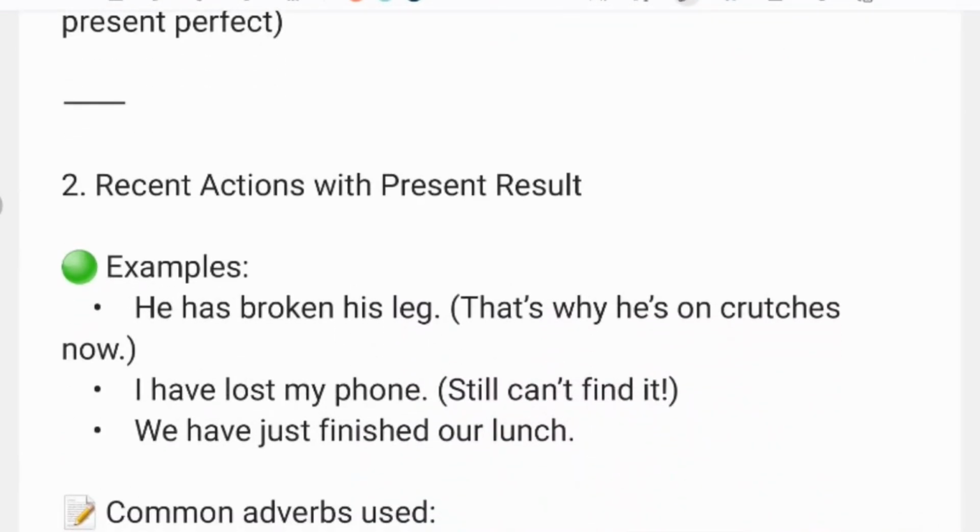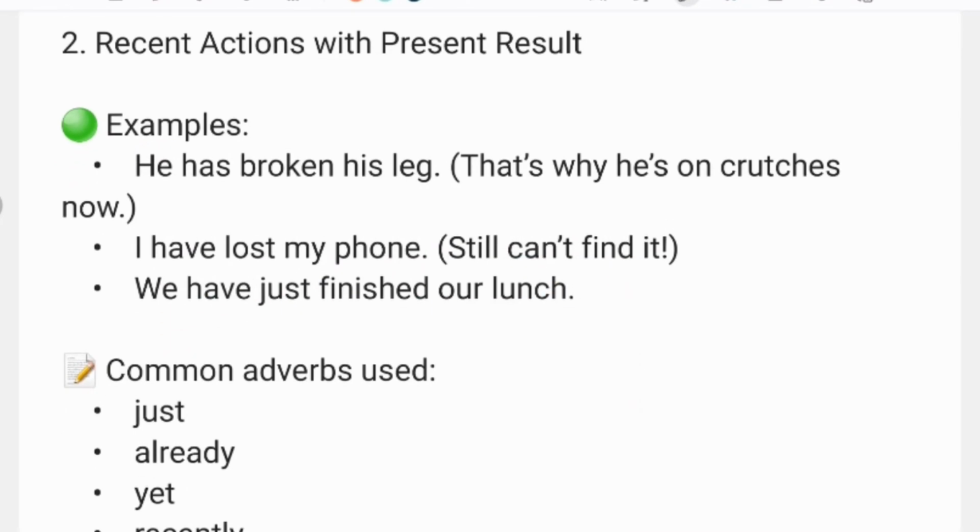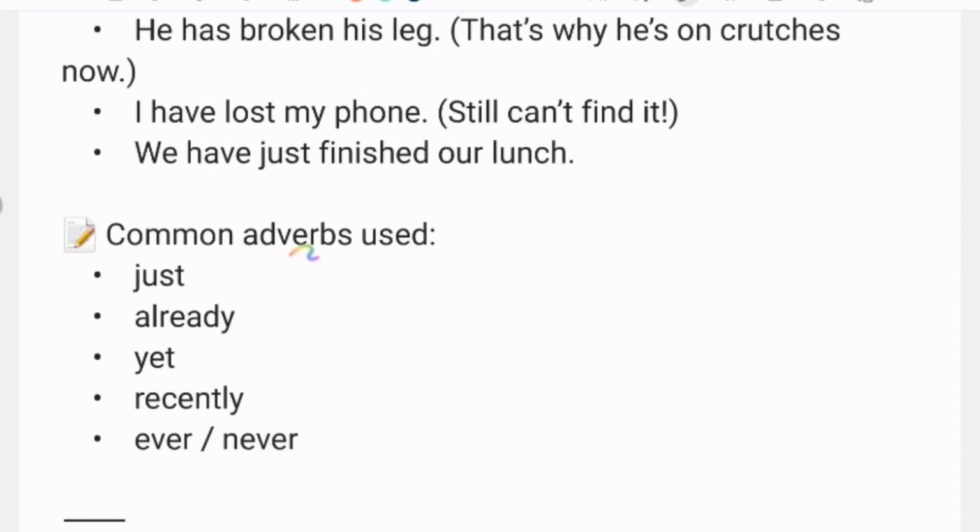Now the second most important thing is recent actions with present result. For example, he has broken his leg. That's why he's on crutches now. I have lost my phone. ठीक है, मेरा phone गुम चुका है. I have lost my phone. Still can't find it. We have just finished our lunch, right? कि हम अपना lunch finish कर चुके हैं. We have just finished our lunch. So common adverbs we use in it are just, already, yet, recently, ever, or never.